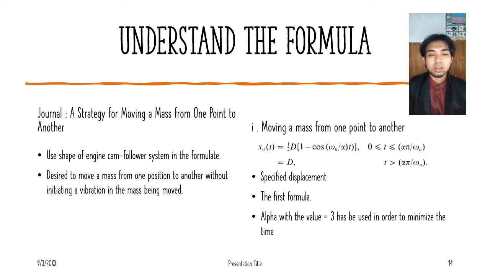Understand the formula. Start by reading the journal with the title of a strategy for moving a mass from one point to another. In this journal, the shape of the cam follower system has been used in the formula. The first one, moving a mass from one point to another. This formula is about the desire to move a mass from one point to another without initiating a vibration in the mass being moved. In the formula, 1 minus cos has been used because of the shape of the cam follower system. The value for alpha is 3 in order to minimize the time.